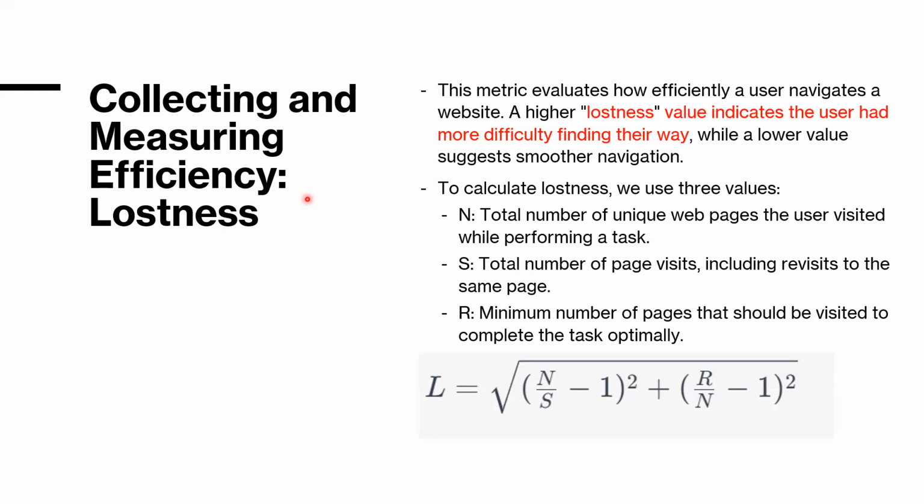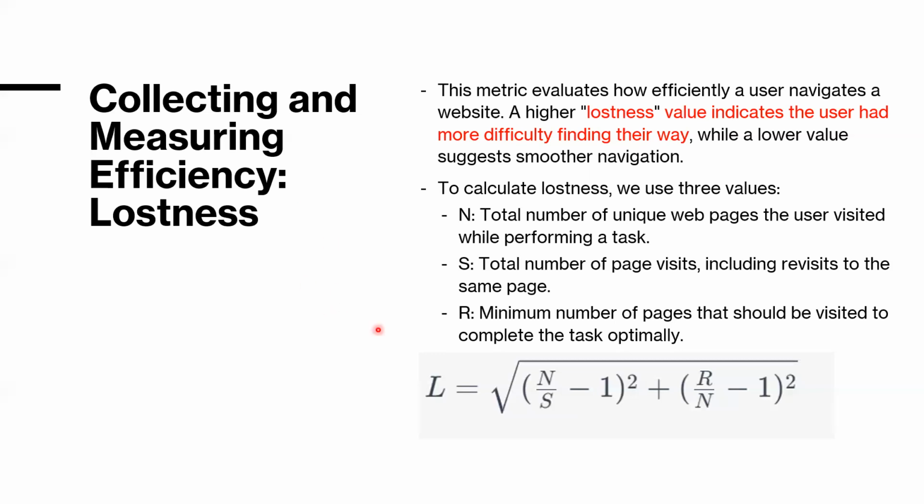Okay, so for collecting and measuring efficiency, one possibility is lostness, right? How lost is the user, how long was the user lost in using your system? Lost basically means the user cannot find any right path to the success of their objectives, their goals, right? They were lost during the task, right? So it is important to calculate the lostness.